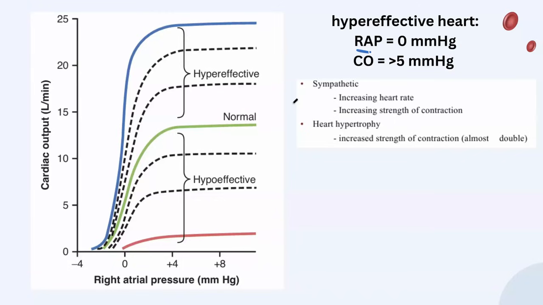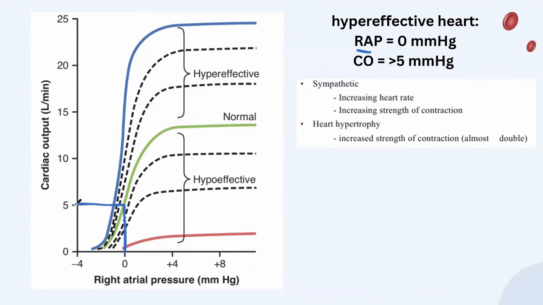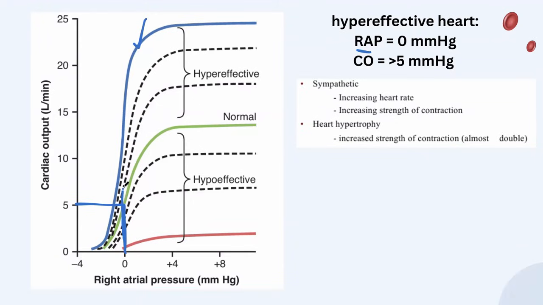Let's look at the normal first. Right atrial pressure is 0. You go to the normal graph, you turn left, it's 5. In a hypereffective heart, I'm going to go to the biggest one, which is this blue one. So I'm going to go up from 0. Oh, look, it's 10. The cardiac output is not 5. It's increased. It's 10 now.